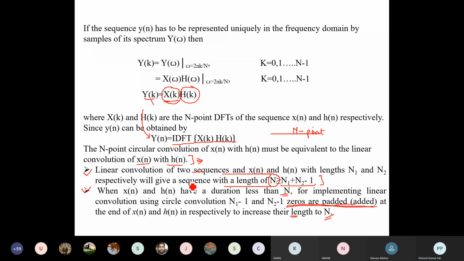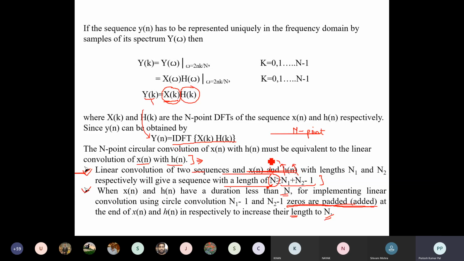So first of all, we need to find out, given two sequences, we add their lengths and subtract one. That should always be less than the number we will be using for finding the DFT. If we want to find the n-point DFT, our n should be greater than this value. First of all we will find n that will be greater than n1 plus n2 minus 1, and after finding the n value we need to make the length of each sequence equal to n.